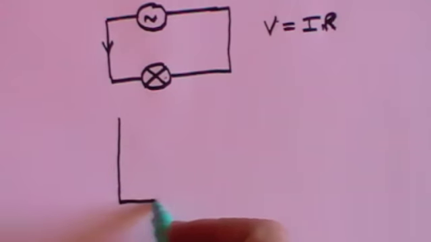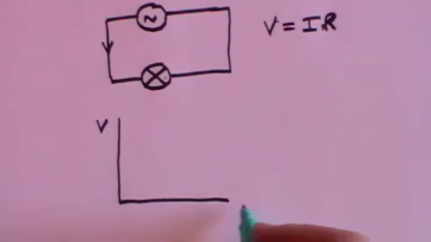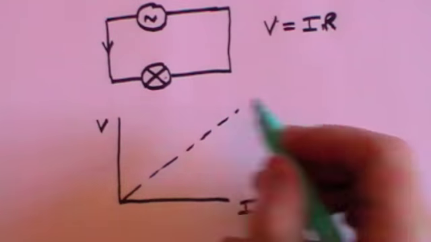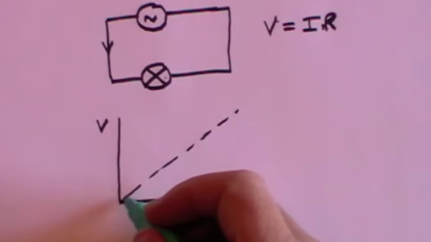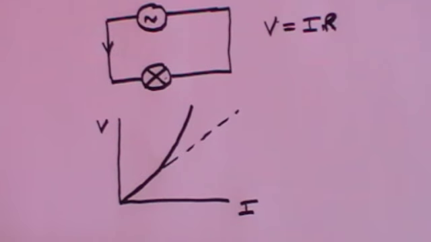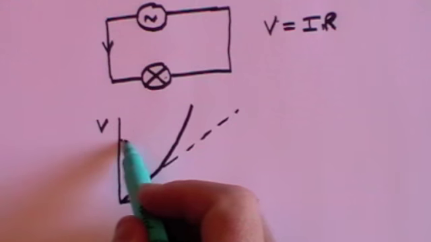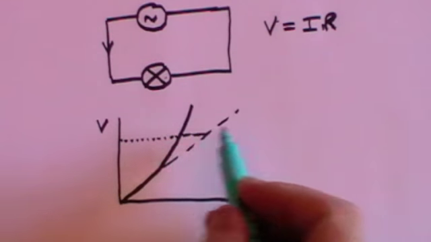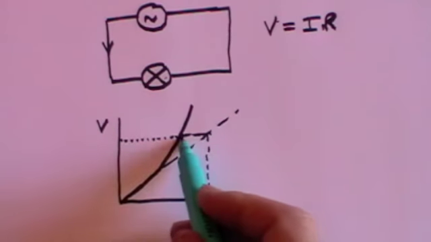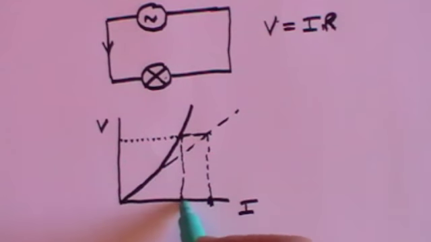If we plot a voltage-current chart, you might expect from Ohm's law that you would get a straight line, but what you actually find is a line that curves up like this. What it means is that at a certain voltage, where you would expect by Ohm's law to get that level of current, you actually only get this level of current. It's a smaller current because the resistance has increased.